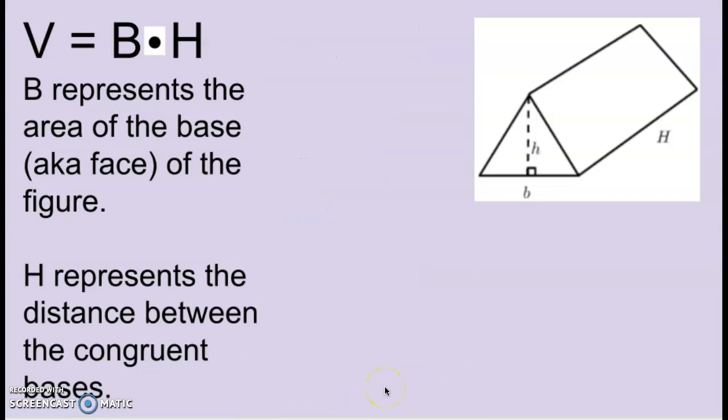Taking a look at a triangular prism here, you can see that there are two triangular faces. Here at the front there is a triangle, and then at the back there will be an additional triangle. So the area of that base is what capital B represents. Capital H is the distance between those two triangular sides of our figure.